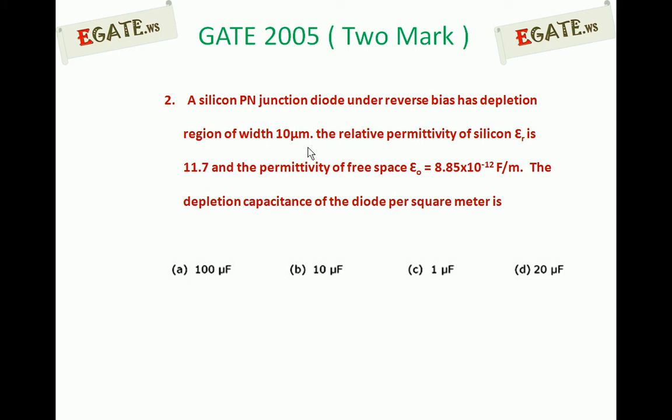In the given question, the silicon PN junction is under reverse bias and has a depletion region of 10 micrometers. Epsilon r is given, and epsilon naught is also given. We need to calculate the depletion capacitance of the diode per square meter, that is, depletion capacitance per area. The correct answer is B, 10 microfarads.